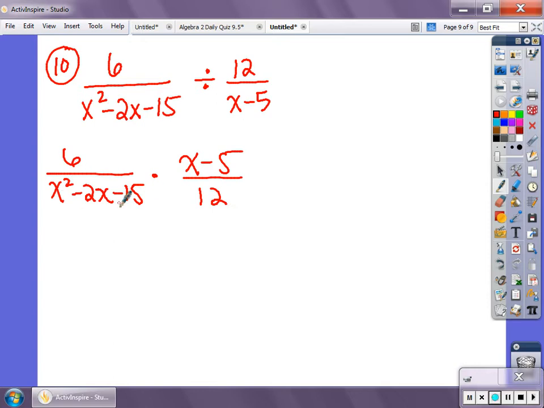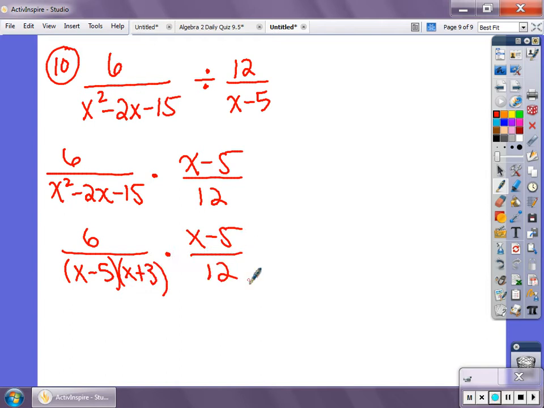Okay, so here we're factoring everything we can. 6 does not factor, but the x squared minus 2x minus 15 does: x minus 5 and x plus 3. We still have x minus 5 on top, and we got a 12 on the bottom. So when you reduce your x minus 5s right there, I see a 6 over 12, and I know what that fraction is. 6 over 12 is 1 over 2. So you replace the 6 with a 1, replace the 12 with a 2, and then just multiply straight across: 1 over 2 times x plus 3.